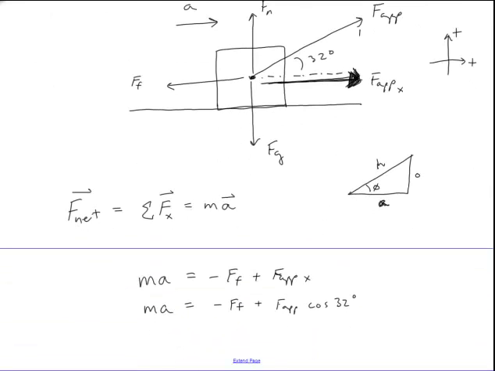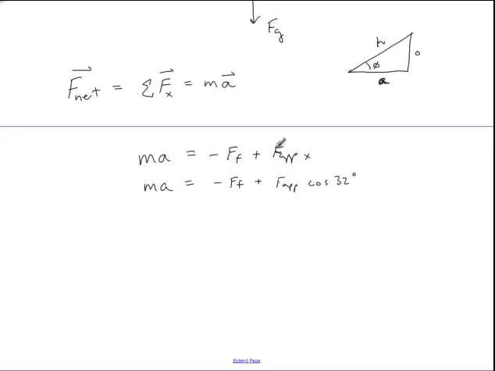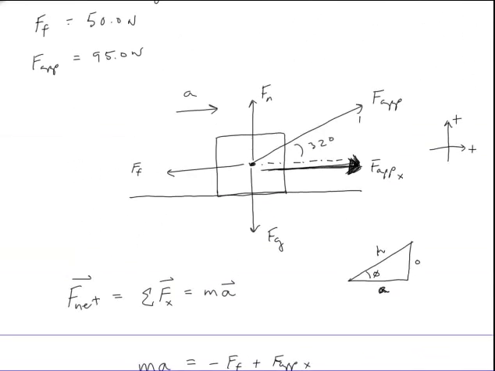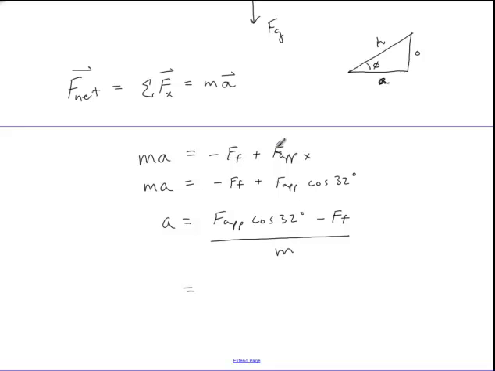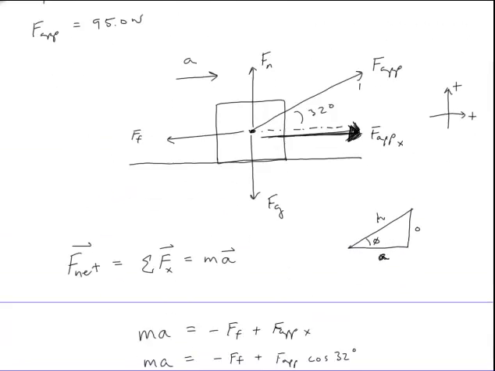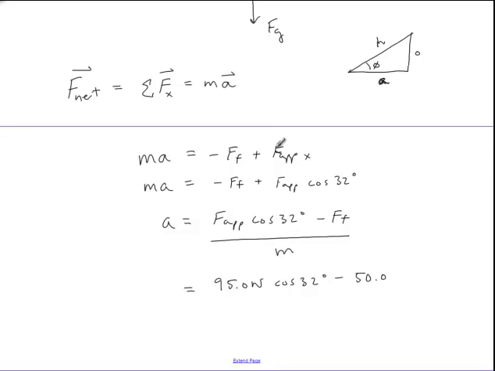We're looking for a. This is taking into account our vectors. We'll just divide each side by m. a equals, and I'll rewrite this a little prettier, F_applied cos 32 degrees minus F_f, all divided by your mass. We have all these values. F applied is 95.0 newtons times cos of 32 degrees, minus force of friction, which is given to us as 50.0 newtons, and we're going to divide all of that by the mass of the object, which is 45.0 kilograms.